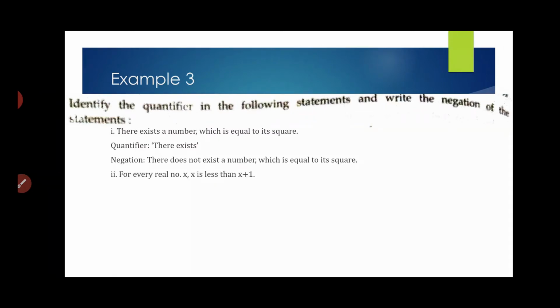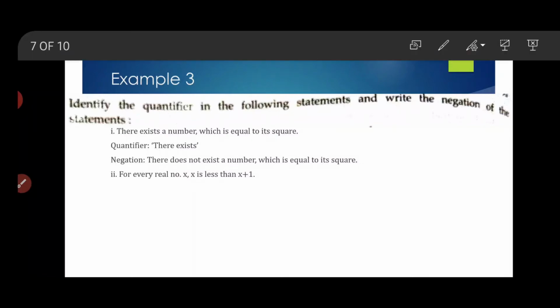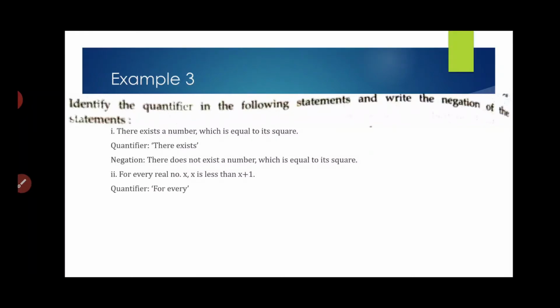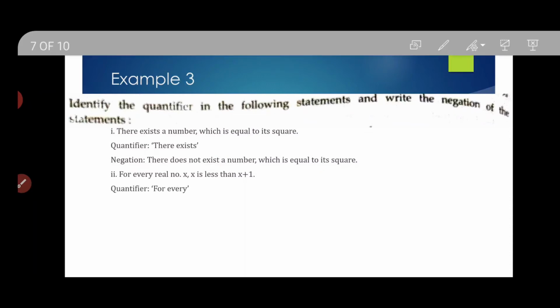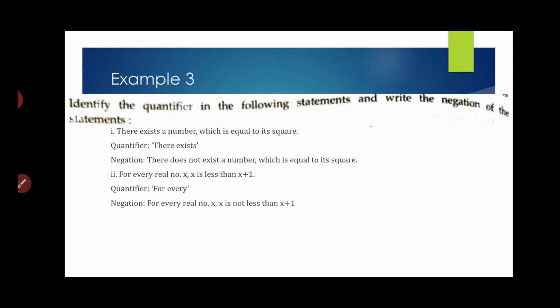Next, for every real number x, x is less than x plus 1. Obviously here the quantifier is for every, and if I try to write the negation of it: for every real number x, x is not less than x plus 1. That is one way of writing the negation. Also, there is a fancy way of writing it. You can say there exists at least a real number x such that x is greater than x plus 1.